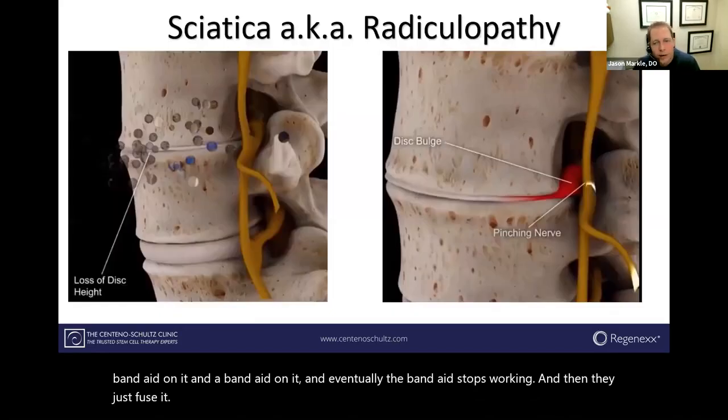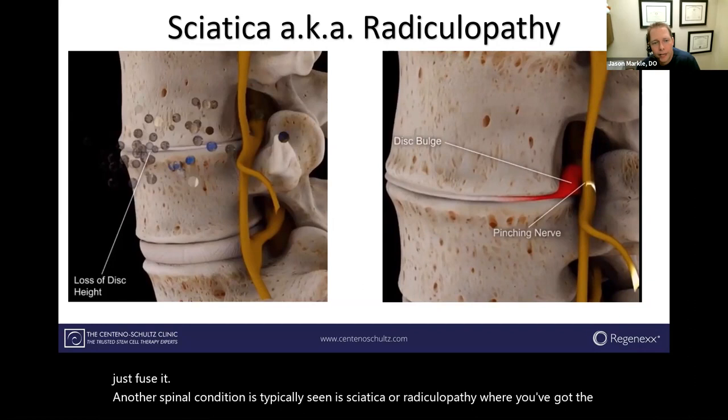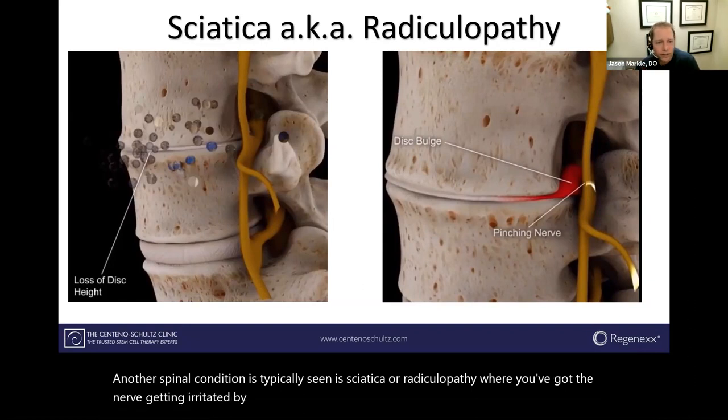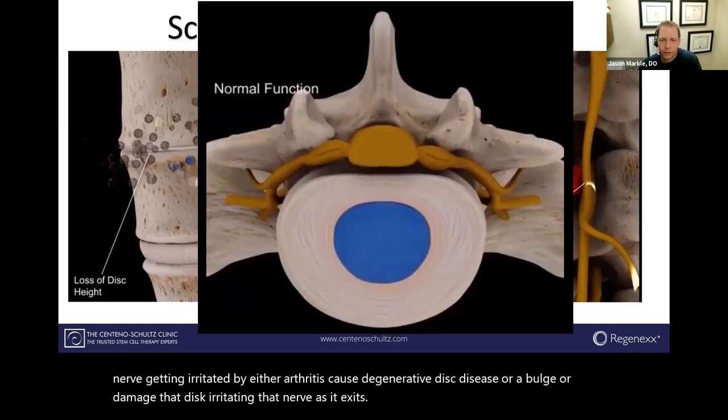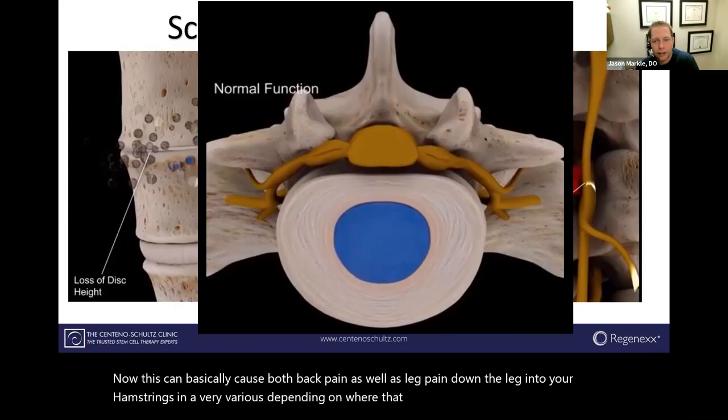Another spinal condition typically seen is sciatica or radiculopathy, where the nerve gets irritated by arthritis, degenerative disc disease, or a bulge or damage to that disc irritating that nerve as it exits. Now, this can cause both back pain as well as leg pain, down into your butt and hamstrings, depending on where that nerve goes, creating pain down that leg.